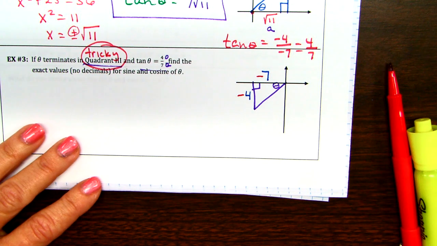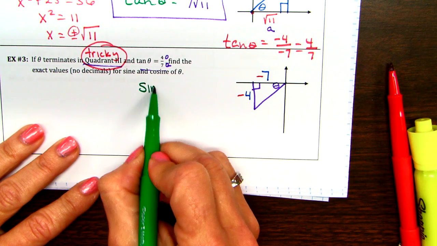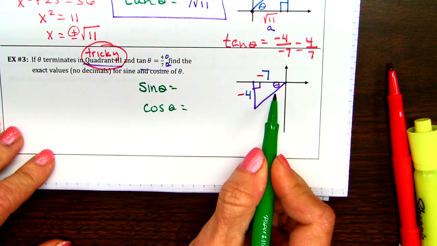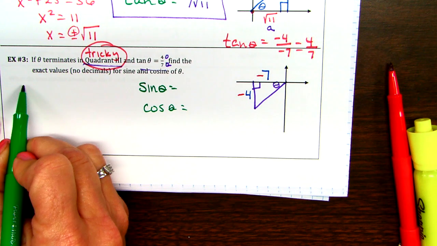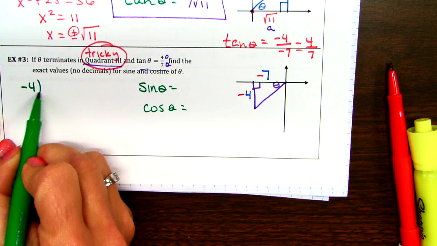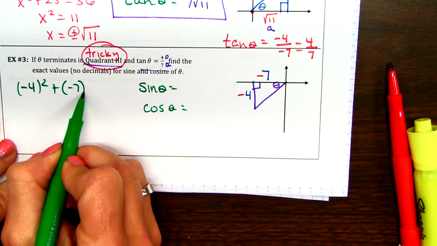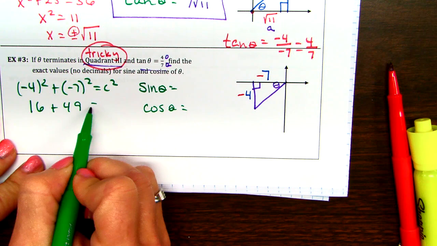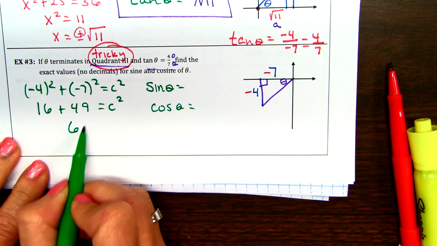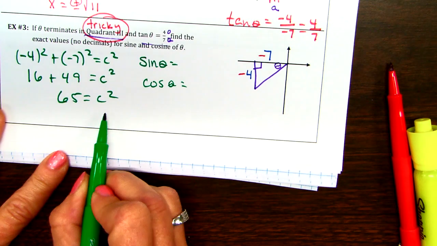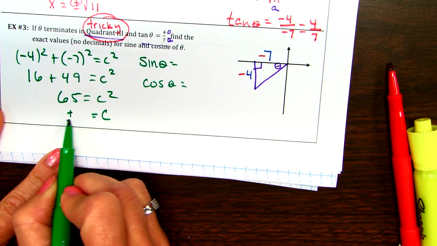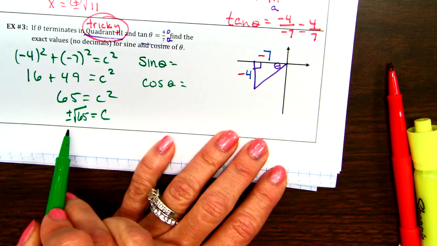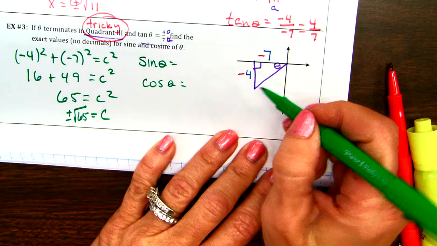Okay, so what we need is sine and cosine. We are missing our hypotenuse. Negative 4 squared plus negative 7 squared. Now, it doesn't make a difference in Pythagorean theorem whether you have them negative or positive. That's not going to make a difference at all, because when you square a positive or square a negative, you get the same answer. But when you go to answer your questions, and by the way, positive hypotenuse always.